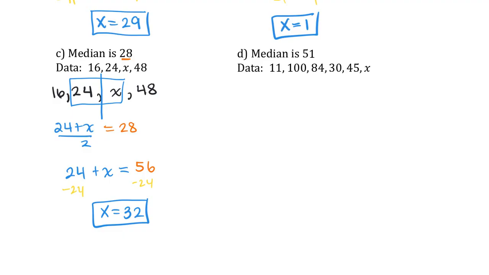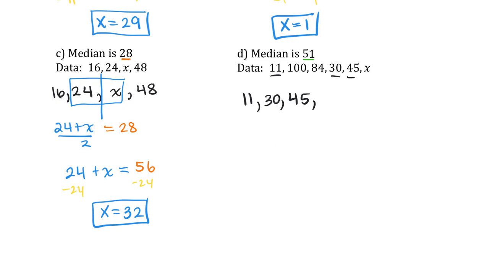Okay, the next one's trickier, but same idea. So the median is 51. The median is the middle number. Let me look at this. How many numbers are there? 1, 2, 3, 4, 5, 6 numbers. I'm going to put them in order. So the 30 is first. The 45 is next. Now, do we think that the X is next? Oh, I forgot the 11, hold on. This is why you should cross them off as you go. 11, then 30, then 45.